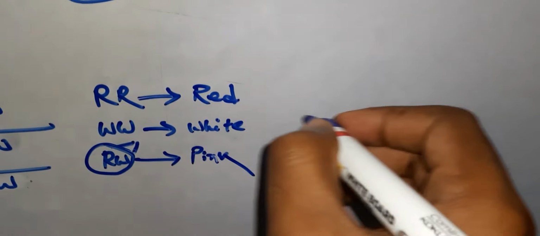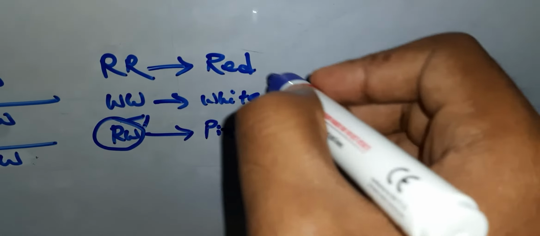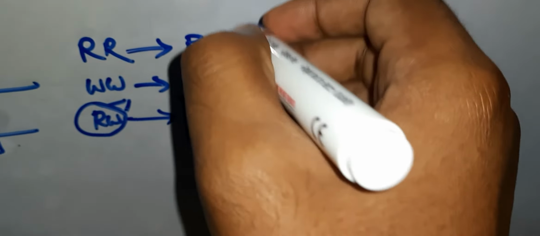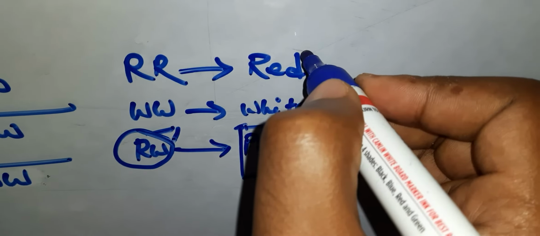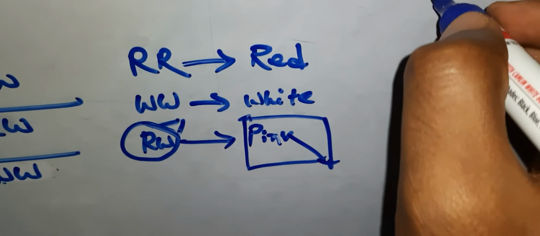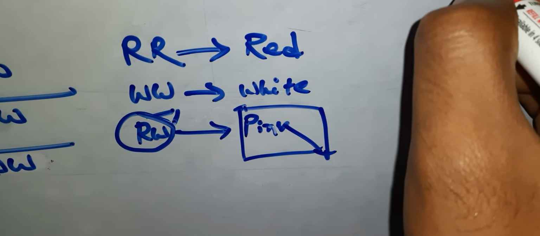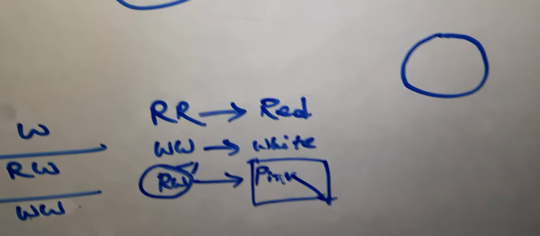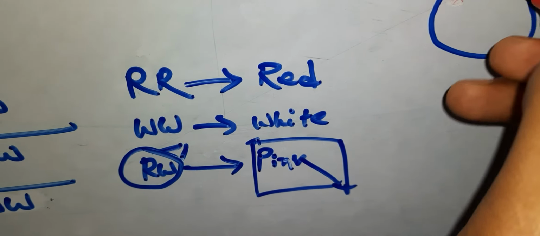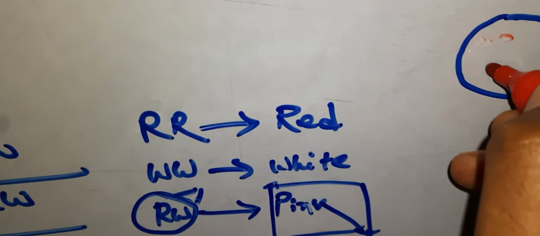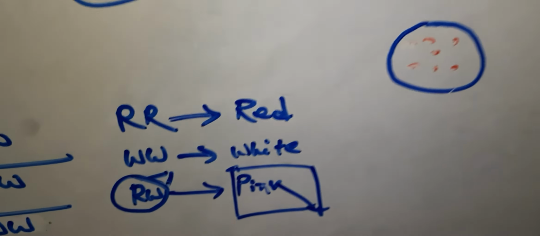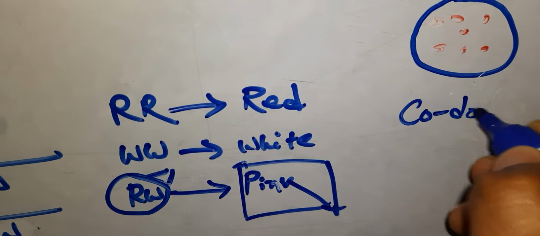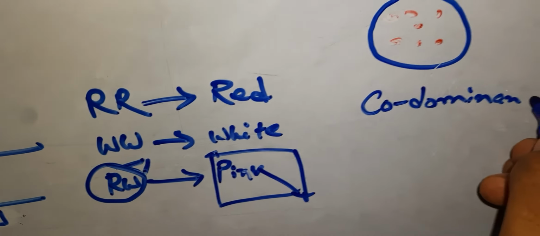And in some cases what happens is that the pink color does not appear. The red color and the white color appear simultaneously. What that means is a white flower with some red dots. This phenomenon is known as codominance.